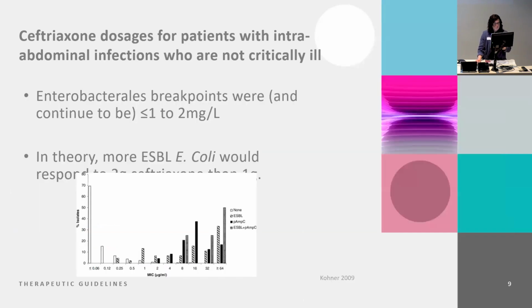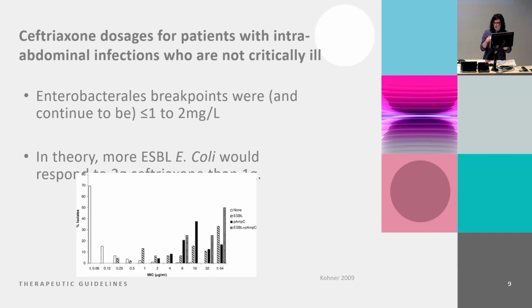Then my lovely graph is covering up my words, but we also need to look at PK/PD data and the MICs. So at the time, Enterobacterales breakpoints for susceptible pathogens were generally below 1, but there was and continues to be increasing prevalence of ESBL E. coli. And so we did think theoretically more ESBL E. coli isolates would be able to respond to 2 grams of ceftriaxone rather than 1 gram.